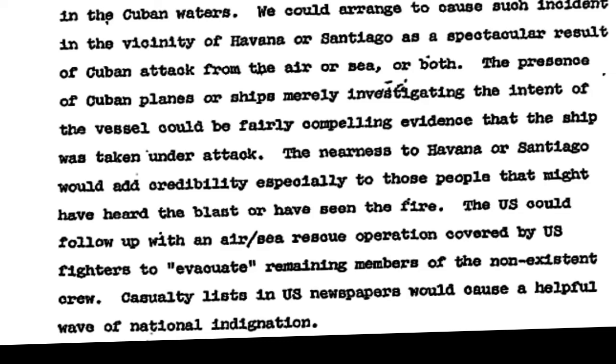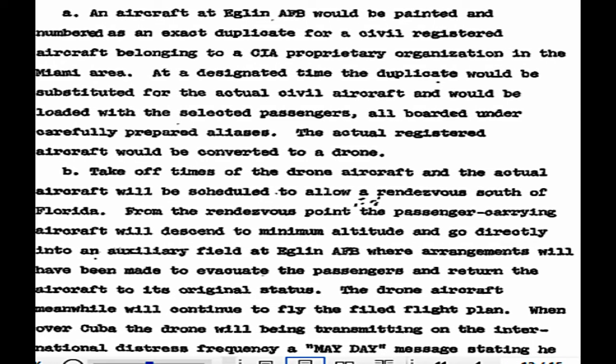7. An aircraft at Elgin Air Force Base would be painted and numbered, an exact duplicate of a civil registered aircraft belonging to the CIA proprietary organization in the Miami area. At a designated time, the duplicate would be substituted for the actual civil aircraft, which would be loaded with selected passengers, all boarded under carefully prepared aliases. The actual registered aircraft would be converted to a drone. Takeoff time of the drone aircraft and the actual aircraft would be scheduled to allow the rendezvous south of Florida.